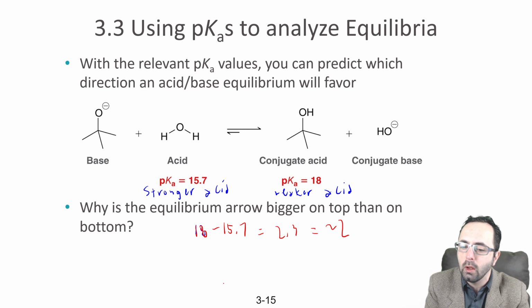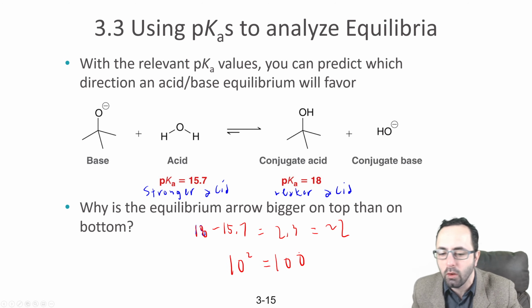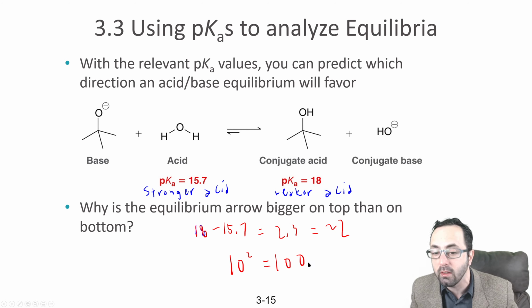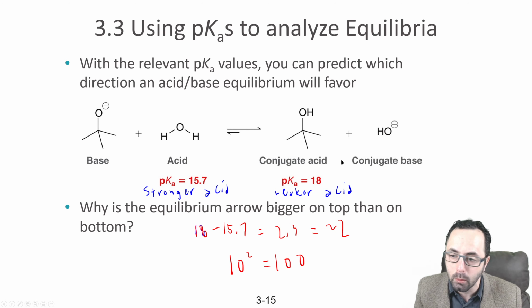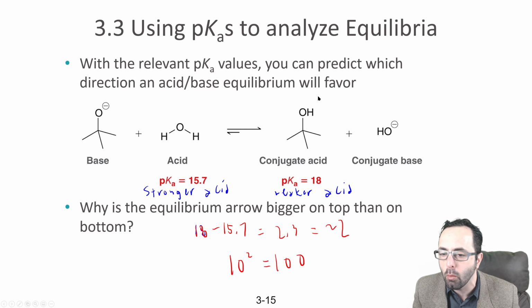And then 10 to the second power is 100. So remember that these are logs, and each difference of 1 represents a difference of 10 to the first power. So since the difference is 2, this is 10 to the second power in difference. So we would expect at equilibrium approximately 100 times, even a little bit more, 100 times more of the products than the reactants.